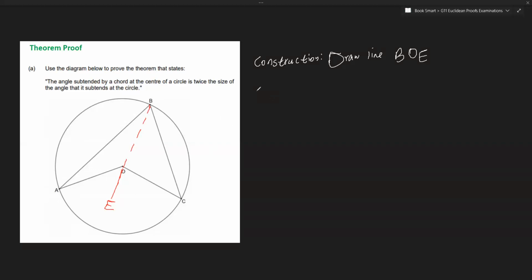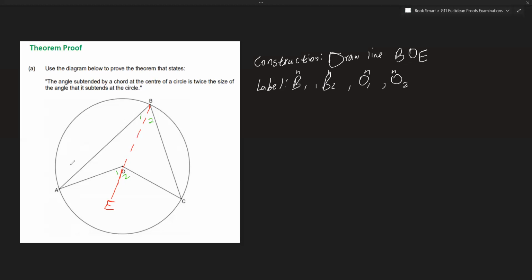Perfect. And then you're going to label. We're still under construction. Label angle B1, angle B2, angle O1, angle O2. So I'm going to show the labels now on the diagram. B1 is there. B2 is there. O1 is there. O2 is there. Whatever you write on the construction, you must always show on the drawing. Awesome. So now we can start with our proof.